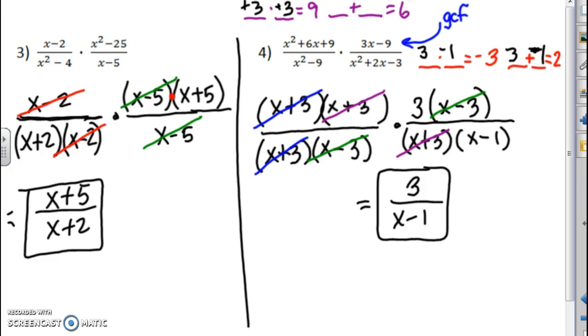So if I look right here, for instance, I have to cancel an entire X plus 3, not just the X or the 3, but I have to cancel the entire thing.